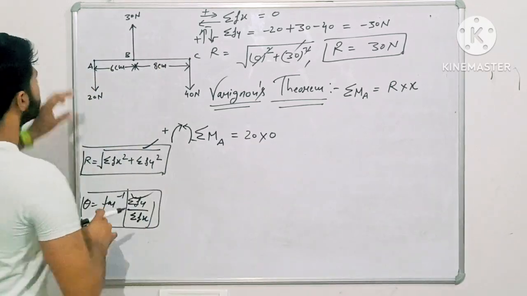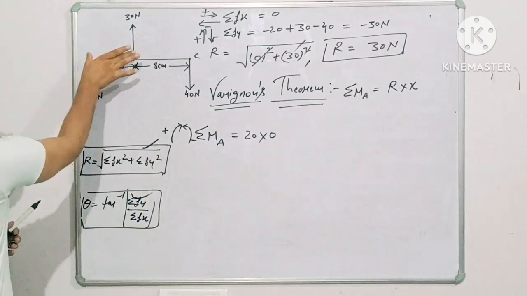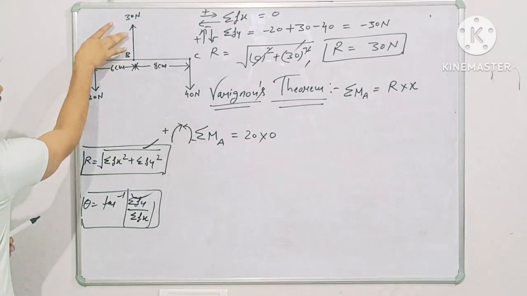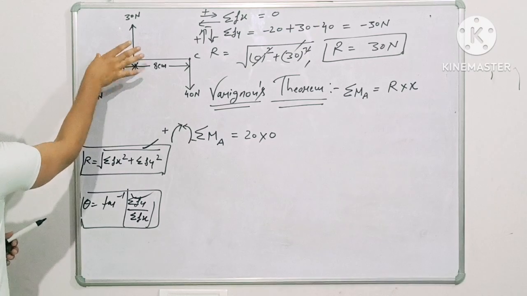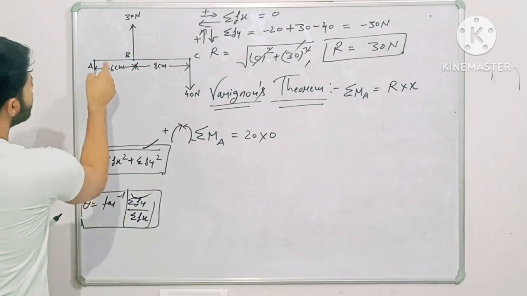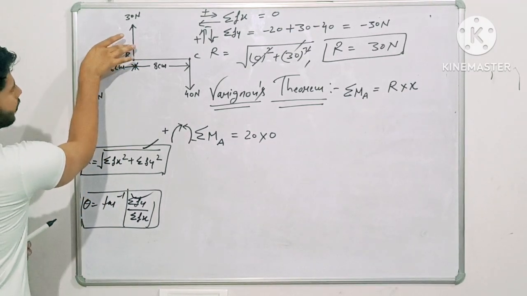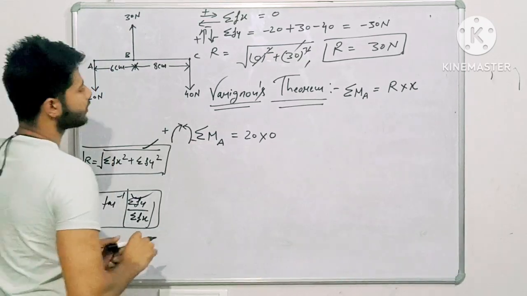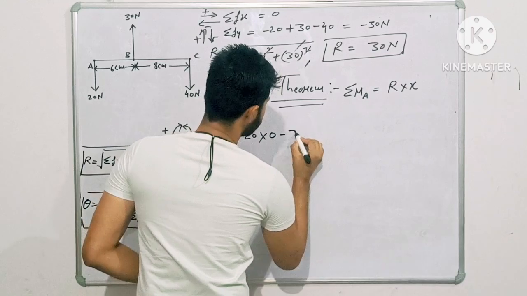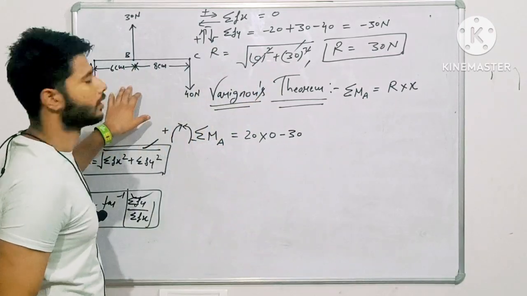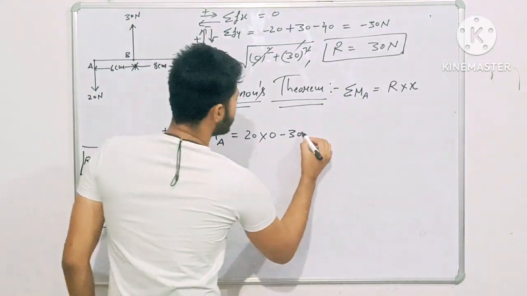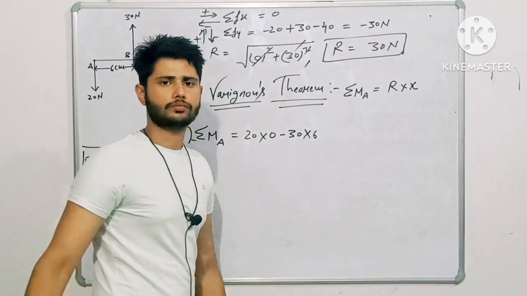Then come next, this 30 Newton force, watch carefully, is going upward, in anti-clockwise direction from point A. Since it is going in anti-clockwise direction, we have to take it negative: 30 multiplied by the perpendicular distance from point A to B, multiplied by 6.